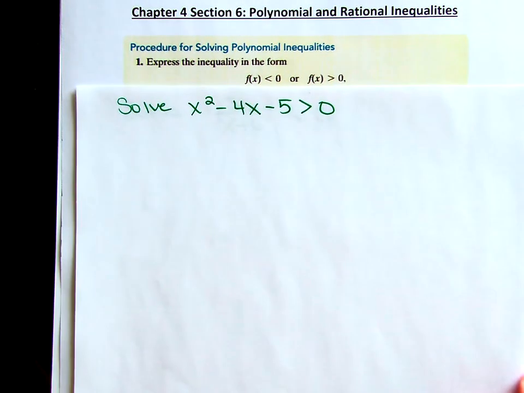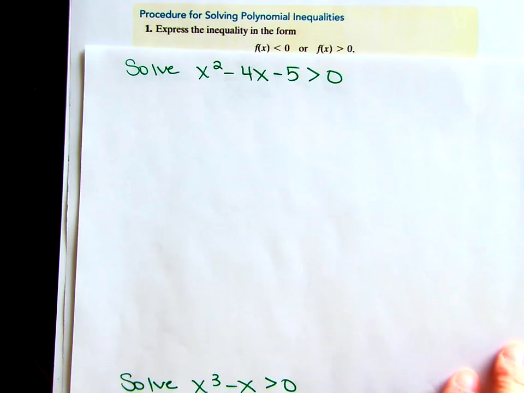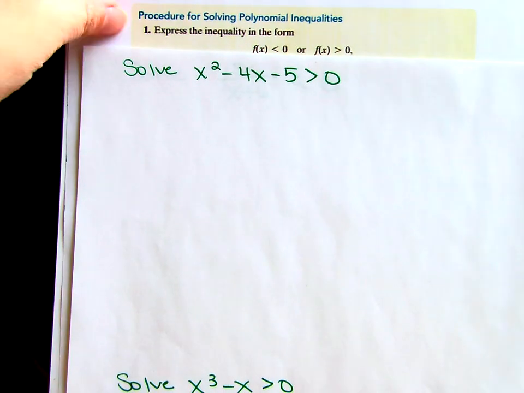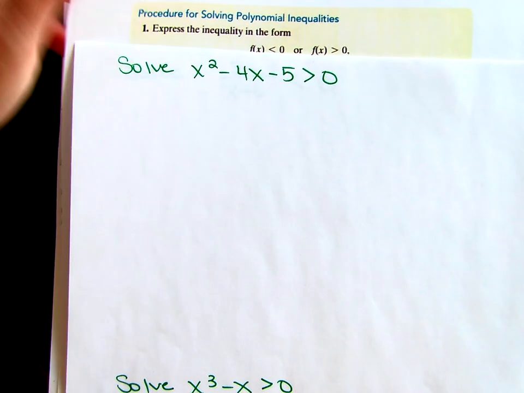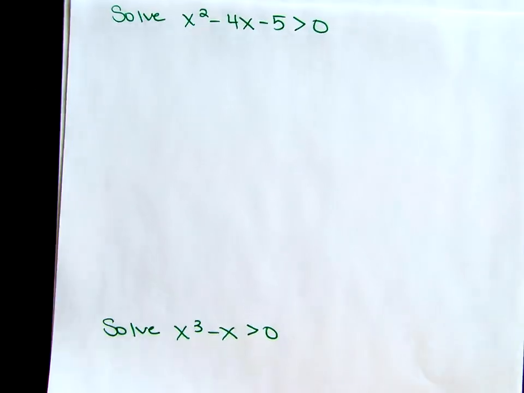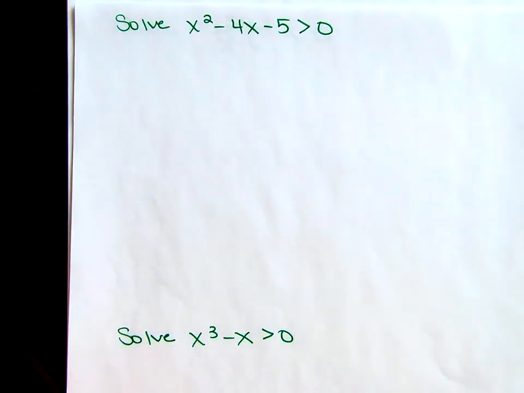And here's what we're going to do. We're going to solve x squared minus 4x minus 5 is greater than 0. This is our first polynomial inequality. And step 1 is already done for us because everything's on the left-hand side. We have 0 on the right-hand side. We are good to go. Step 2 is where we change our inequality to an equation, and we're going to solve to find those boundary points.